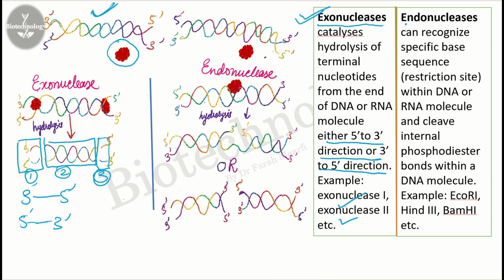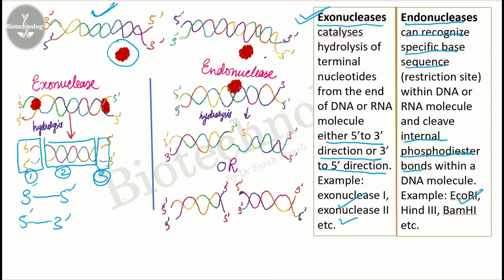If we talk about endonucleases, they are site-specific endonucleases that can recognize a specific base sequence. That means it is restricted to some specific bases within the DNA or RNA molecule and makes a cut internally, not at the ends or terminals, but internally. So it recognizes the internal backbone of the DNA or RNA molecule and makes a cut at the internal phosphodiester bond within the DNA molecule.